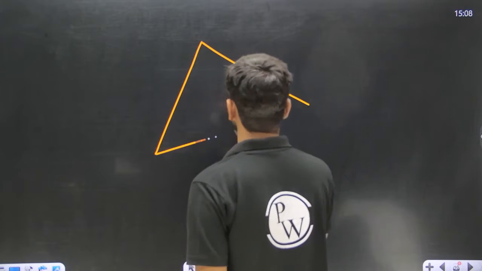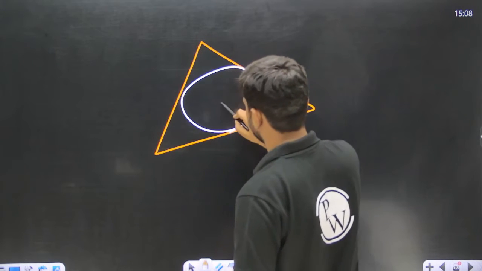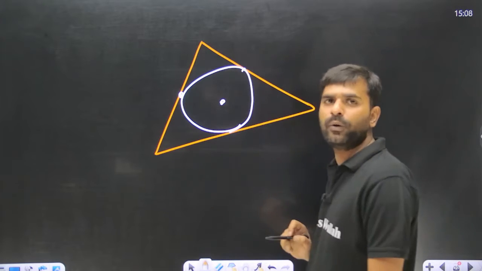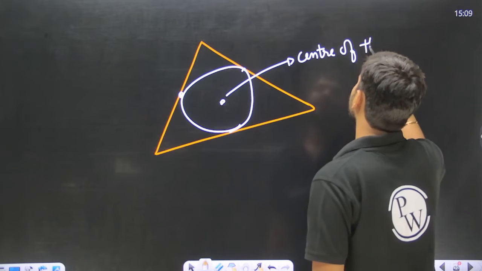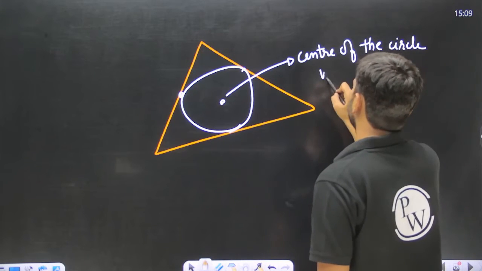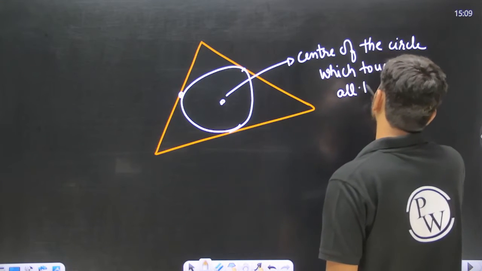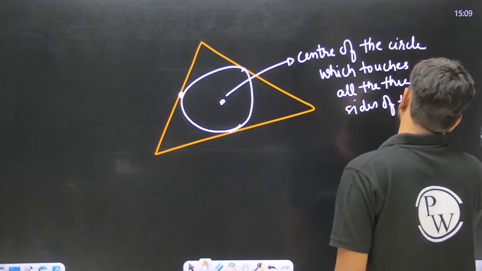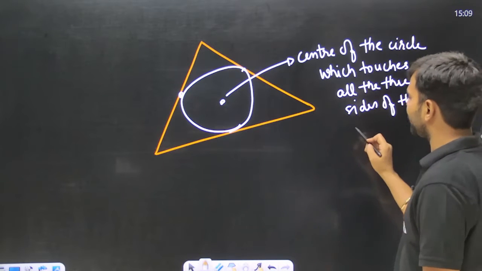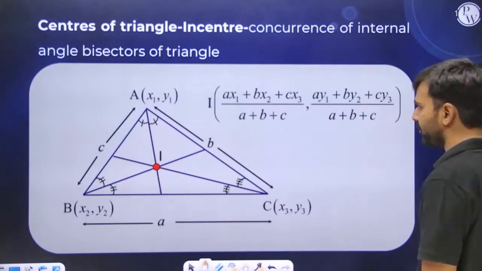Number two, the incenter is what? Exactly, the incenter is the center of the circle which touches all the three sides of the triangle. Do remember this. So that's why we call it the incenter, and the circle is known as the incircle. I hope you guys are clear with this particular thing.